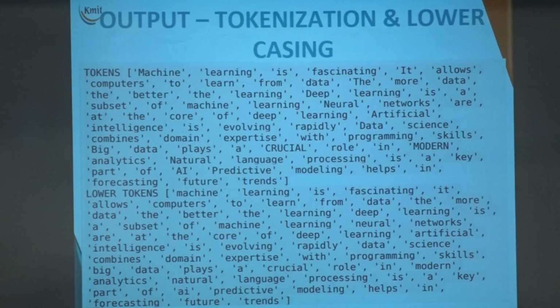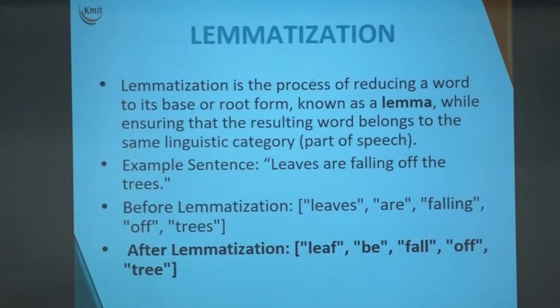What is the next step? Very good. It is lemmatization. So, what is lemmatization? As I told you, converting the tokens that you have got into their lemma. What is lemma? Root word. Lemmatization is the process of reducing a word to its base or root form called lemma, while ensuring that the resulting word belongs to the same part of speech, the same linguistic category. For example, if I take a sentence, leaves are falling off the trees.